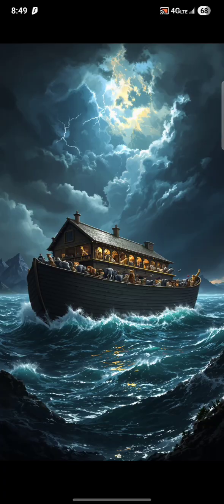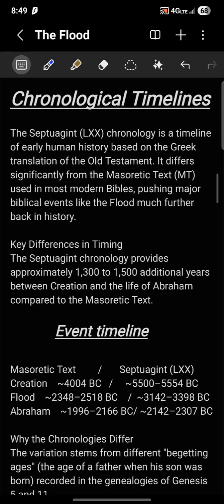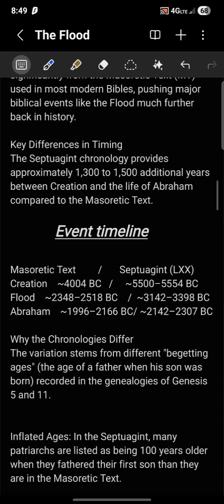Sit tight. Chronological timelines. The Septuagint chronology is a timeline of early human history based on the Greek translation of the Old Testament. It differs significantly from the Masoretic text or the Hebrew text used in most modern Bibles, pushing major biblical events like the flood much further back in history. Key differences in timings. The Septuagint chronology provides approximately 1,300 to 1,500 additional years between creation and the life of Abraham compared to the Masoretic text.